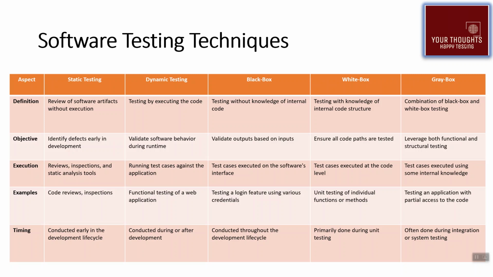Let's suppose we pick dynamic testing for our discussion. If we talk about the definition, it is testing by executing the code, and it is based on the complex part and the depth level. That's why we are dealing with code level testing as well in dynamic testing. The objective is to see the runtime behavior of the application according to the given requirement. Then execution, running the test cases against the application.